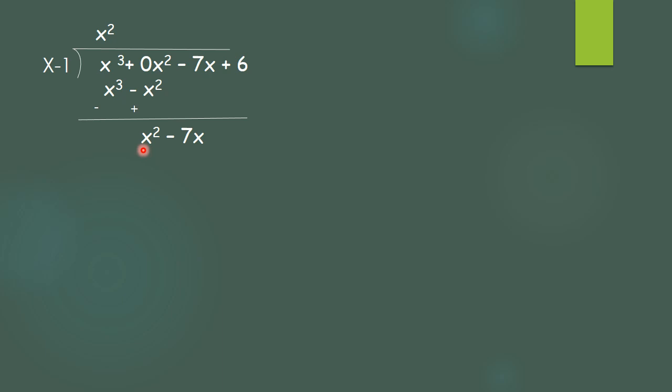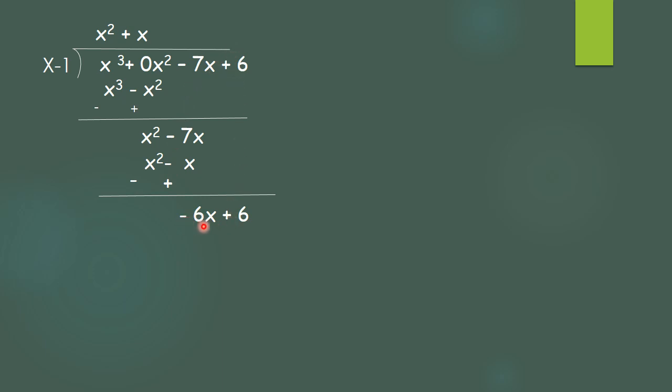Now x square divided by x, so ultimately what we will get is plus x. Now multiplying plus x to these terms, we get x square minus x. Now change the sign, so this will become a minus, this will become a plus. Now x square minus x square will get cancelled. This is minus 7x, plus nothing is there, which means 1. So minus 7 plus 1 will be minus 6x plus 6.